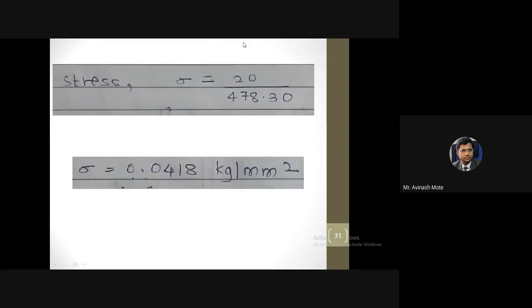And now stress. Per leg, we are calculating for an individual bush, so we'll take only the individual load. Load is 20 kg. Area is 478.30 millimeter square. So you will get the stress in kg per millimeter square: 0.048. Design part is over. That's how simple it is.